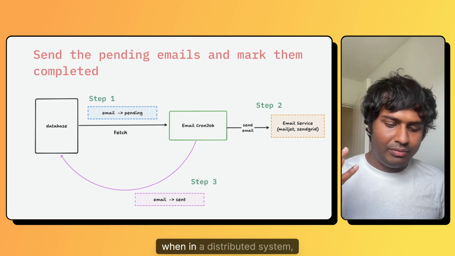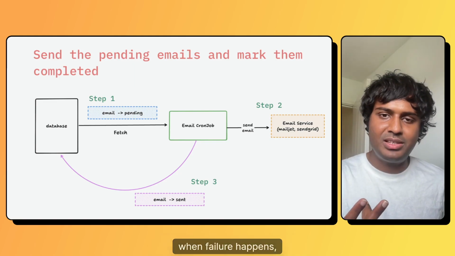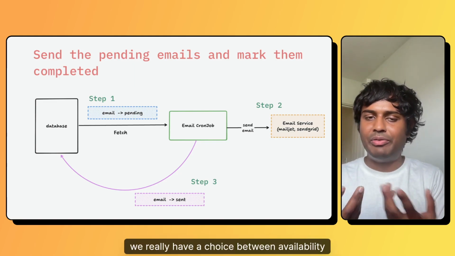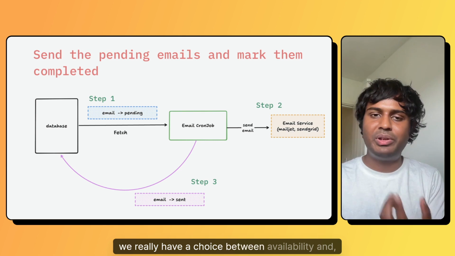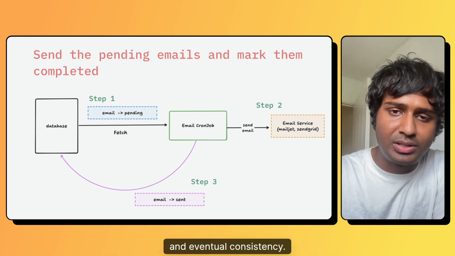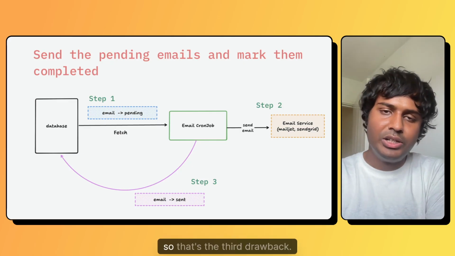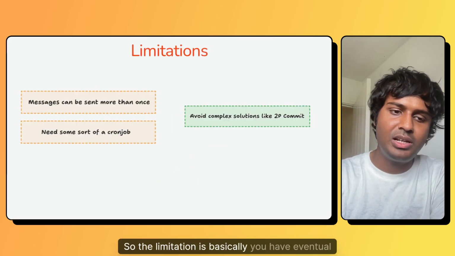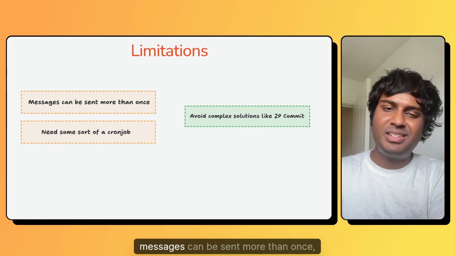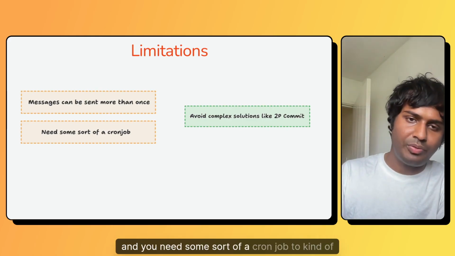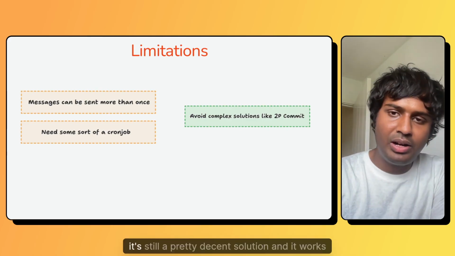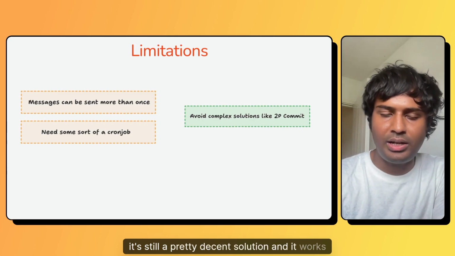But eventual consistency is a feature of distributed systems, right? Because in a distributed system, when failure happens, we really have a choice between availability and consistency. So we would rather have eventual consistency and keep the system available. Yeah, so that's the third drawback. The limitations are basically that you have eventual consistency, messages can be sent more than once, and you need some sort of a cron job to implement this. However, it's still a pretty decent solution and it works quite well.